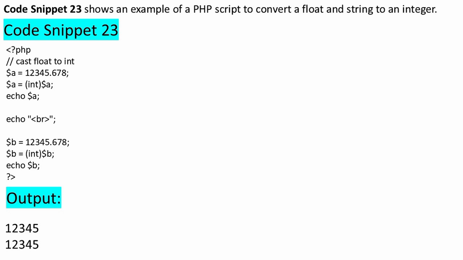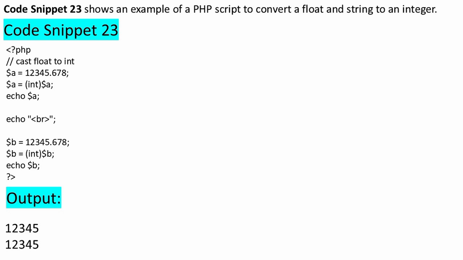So when we write $a = (int)$a, PHP immediately converts that float value into an integer by removing everything after the decimal point. As a result, $a now becomes 12345. Then, using echo $a, the code prints this value on the screen. After that, we see a line echo "<br>", which simply adds a line break in the browser output.